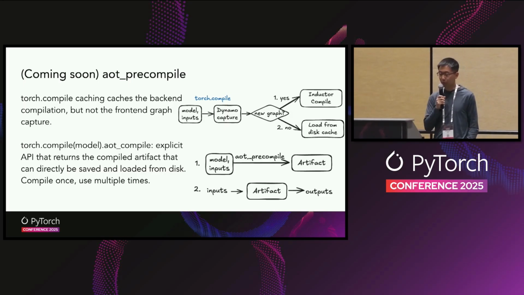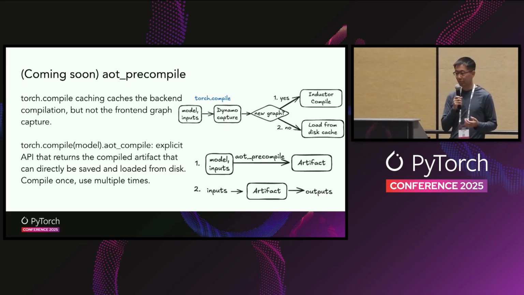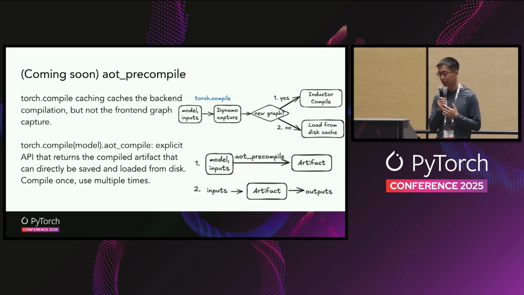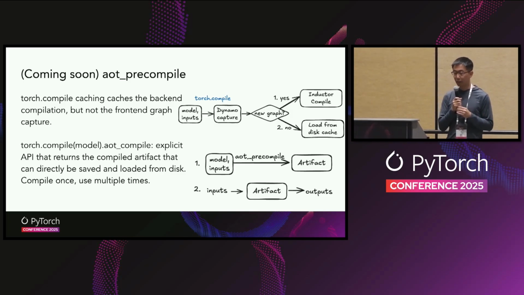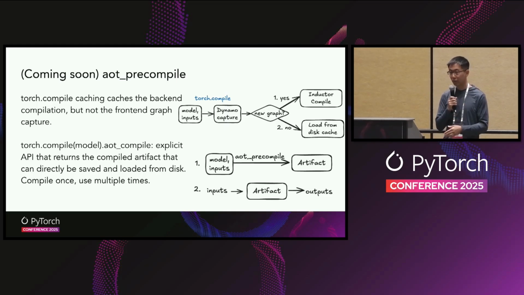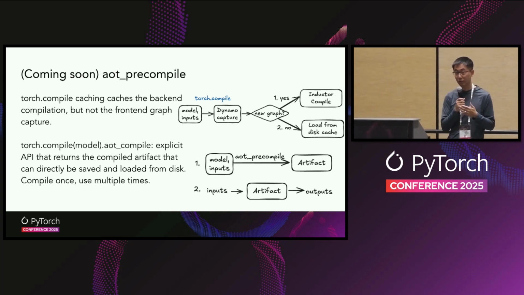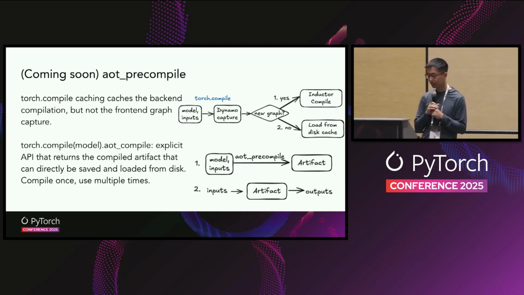Roughly how that works is that given a model and some inputs, this new AOT precompile API just gives you a single artifact. You can run this artifact on some inputs. You can save this artifact to disk. You can load it from disk. And this completely sidesteps any compilation you need to do. So it'll be able to give us near zero warm start times.